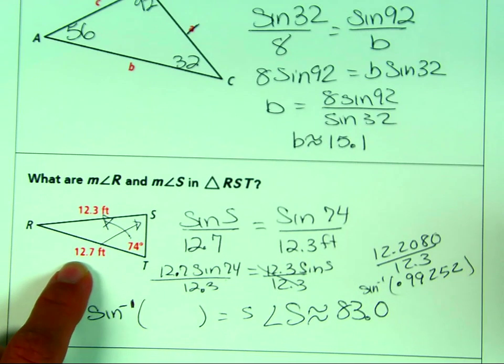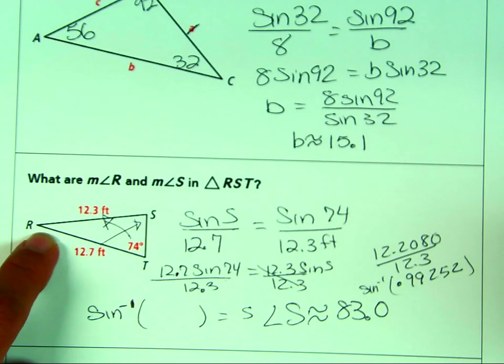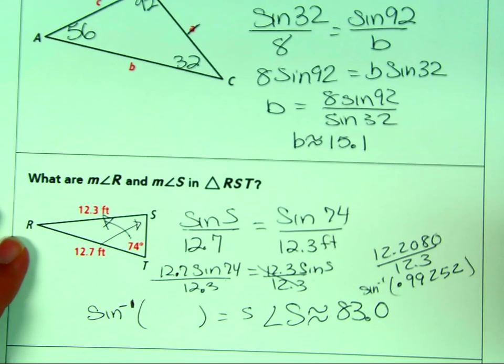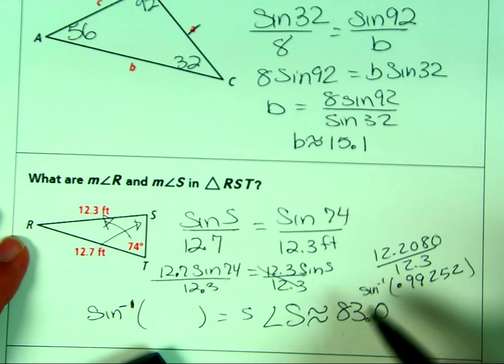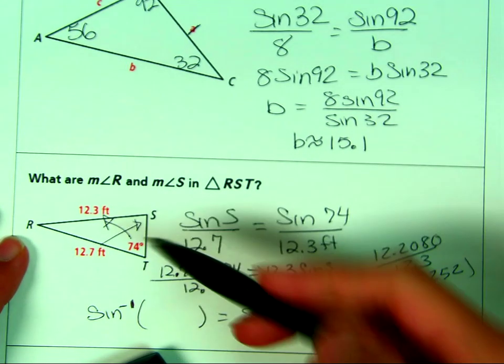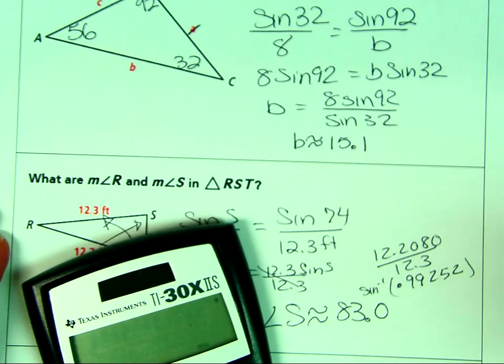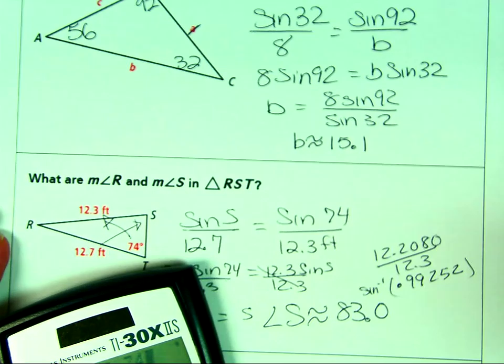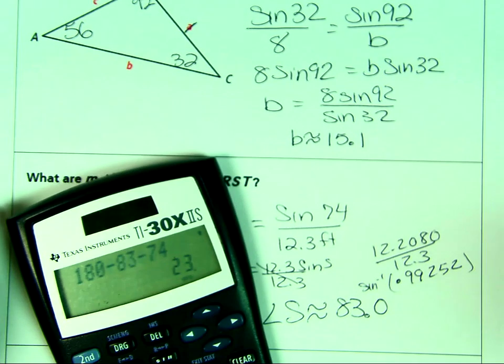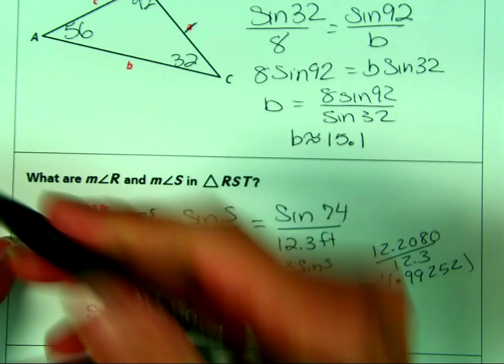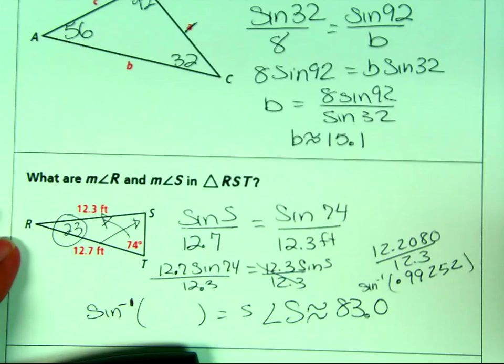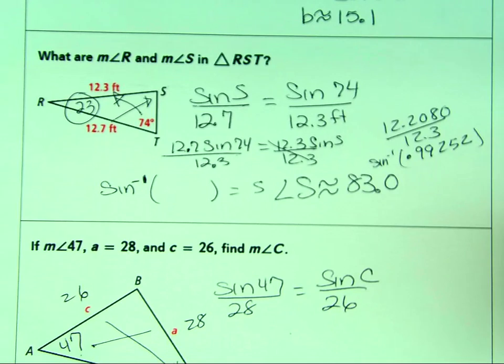I'm sorry, let's go back to this for a minute. I just realized I did not find angle R. To find angle R, you really don't have to go through that whole process again, because we have 2 of the angles now. So we'd say 180 minus 83 minus 74, which are those 2 angles, and we find that the last angle is 23. So then we just say 23. Sorry, forgot that. Okay, moving on.